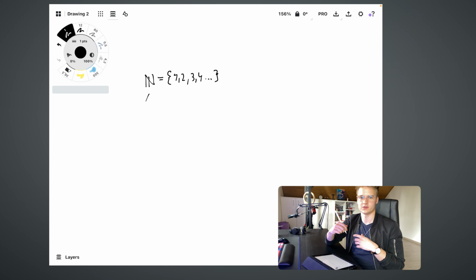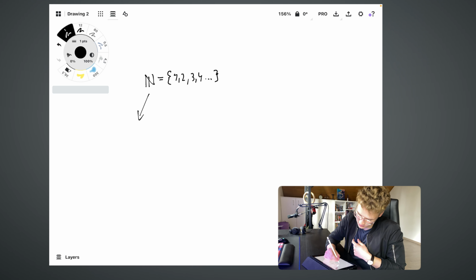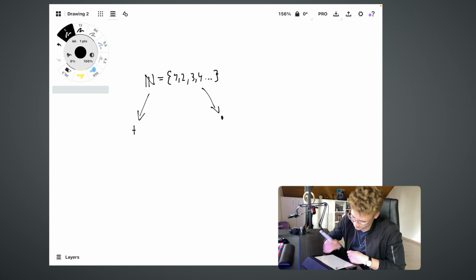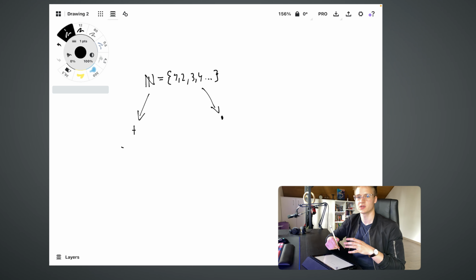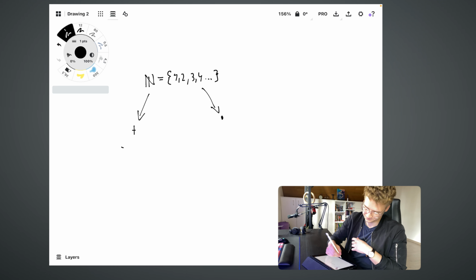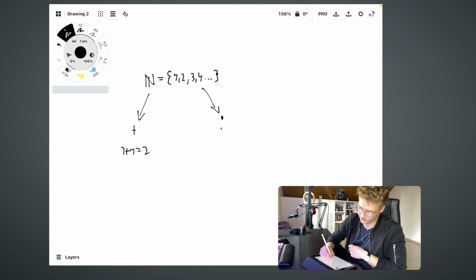and up to infinity. We have two operations that are noteworthy here. The first is addition, or plus, and the second one is multiplication, or times. So these are the two operations. I'm pretty sure everybody at a high school level is familiar with both of these. So for example, 1 plus 1 equals 2, or 2 times 2 equals 4.